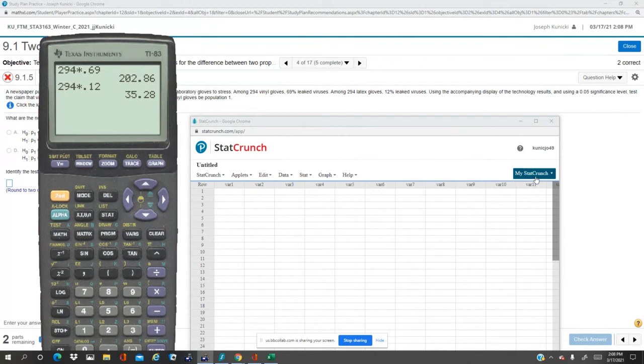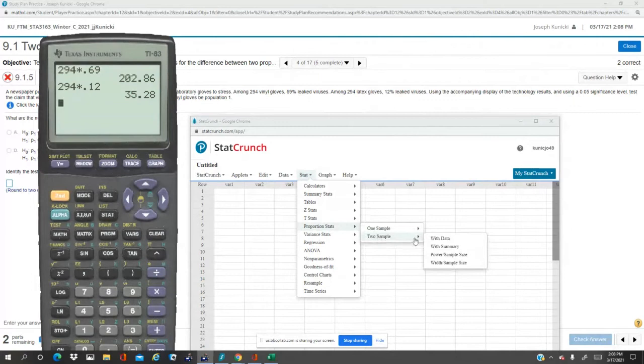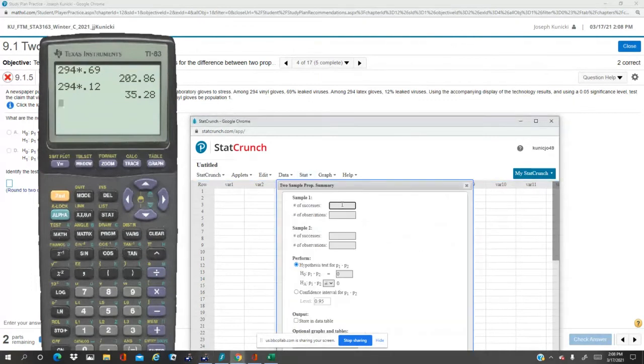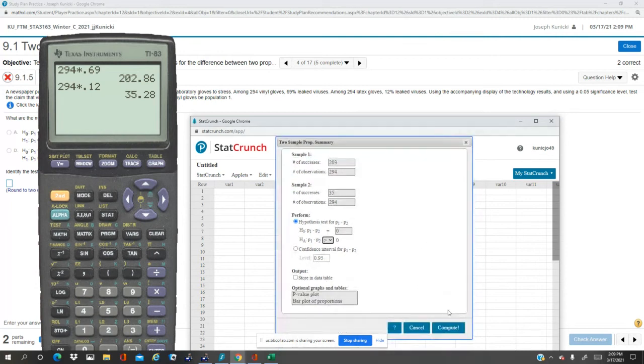So I go to stat, proportion stats, two samples with summary. For sample number one, it was 203 out of 294. Sample number two, it was 35 out of 294. The null is essentially equals, algebraically that's the same as P1 equals P2, but it's a right tail test because we're saying P1 is greater than P2. So algebraically, the difference is greater than zero, and we will then compute.